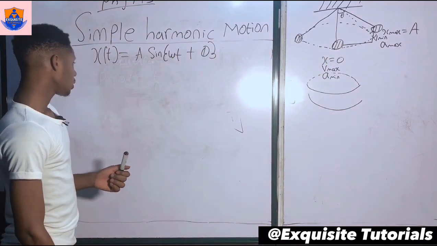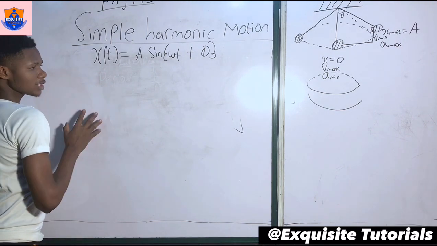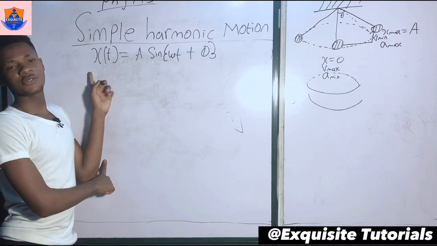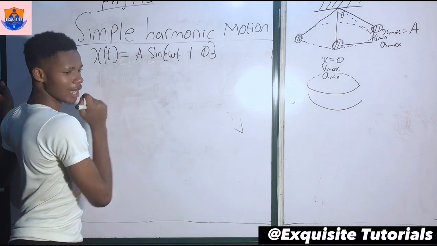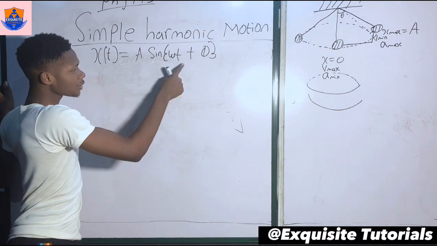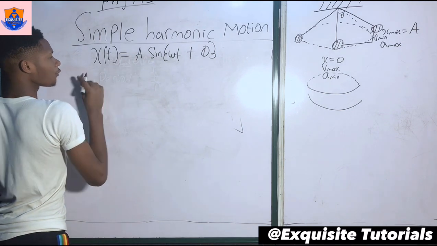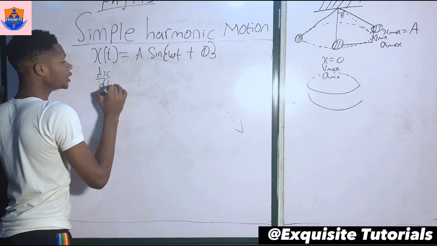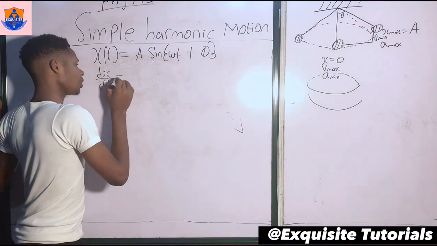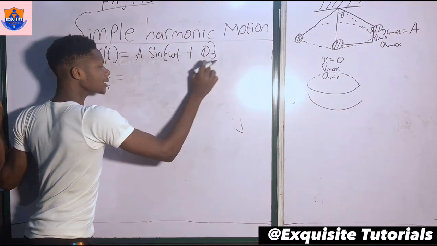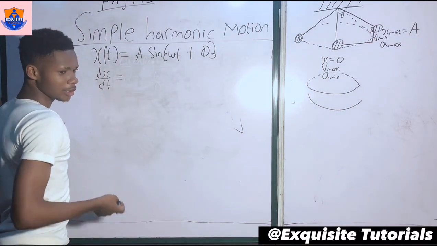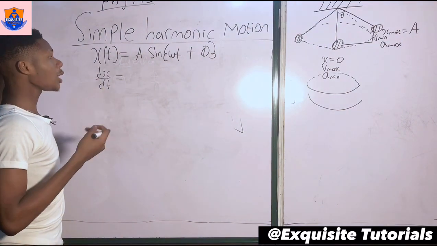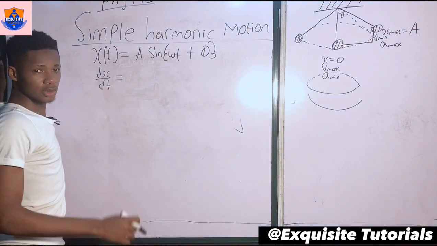Simple harmonic. To get the velocity of this body undergoing simple harmonic motion, we have to take the derivative of the displacement with respect to time. So taking the derivative of the whole equation with respect to time, dx over dt gives the change in displacement, and to differentiate this, we have what we call the function of a function. If you don't know how to differentiate, I will advise you to watch the previous videos on how to differentiate functions. Everything has been taught and they are there.